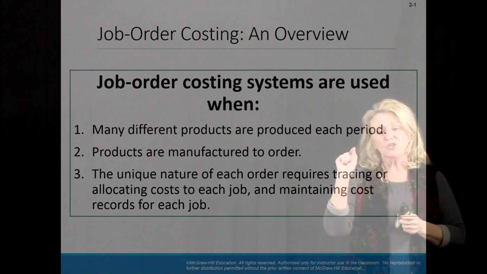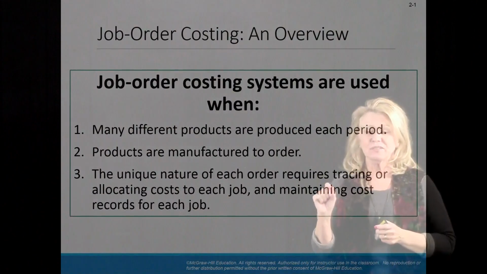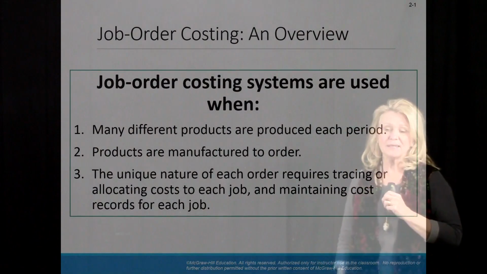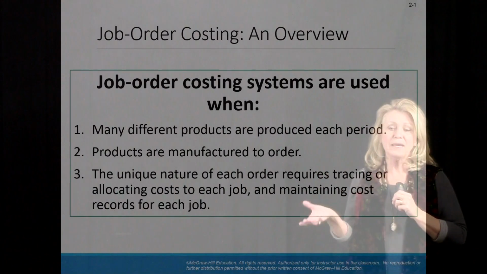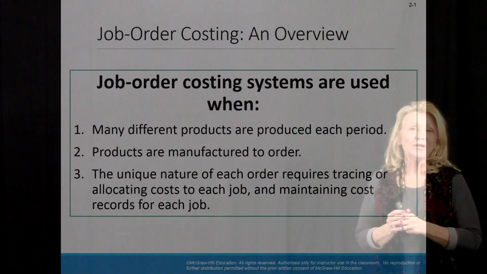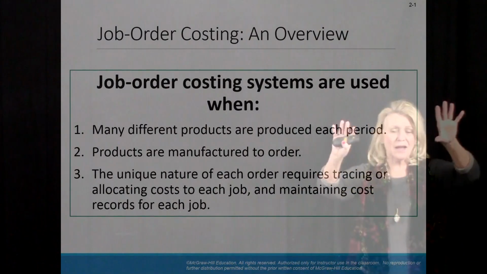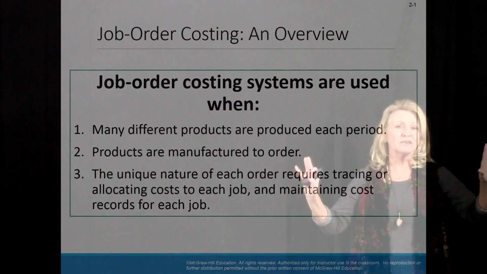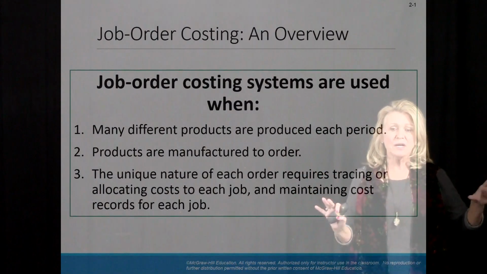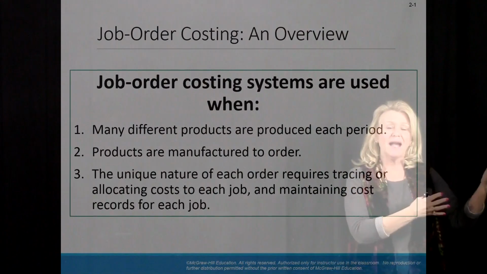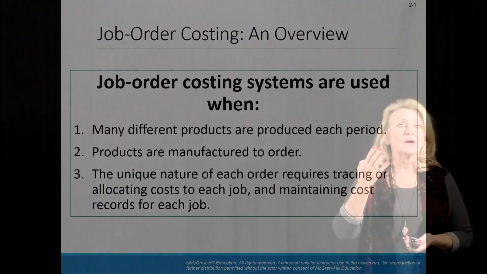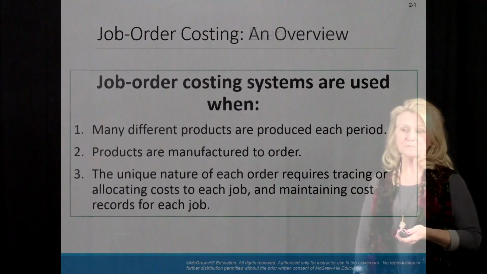And when the unique nature of each order requires tracing or allocating costs to each job and maintaining cost records for each job. If you're a home builder, you have to keep track of how much wood and wiring and roofing and labor and concrete and plumbing goes into each house so that you can record it for that job and then get your money back plus profit from the person who's going to live in the home.